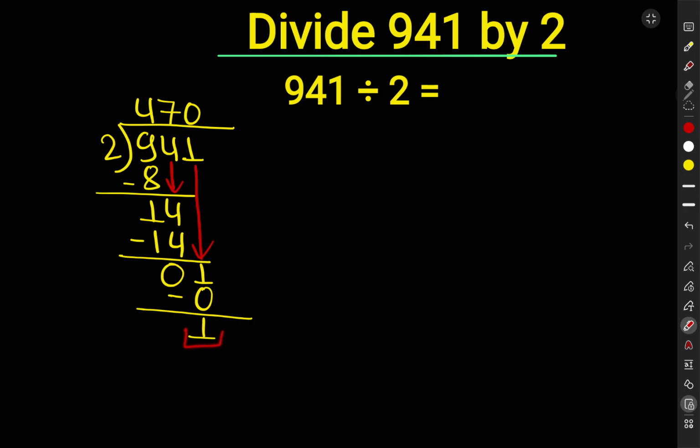So now this 1 is less than 2 and there is no other number to put it down. So we take here decimal so that we put 0. So it is 10 and 2 times 5 is 10. On subtracting we get 0. So 941 divided by 2 is 470 decimal 5.